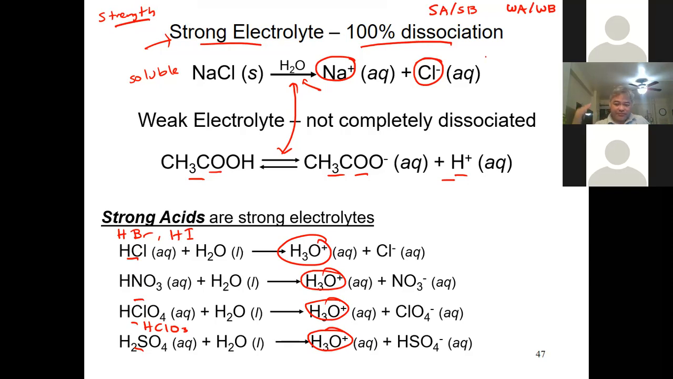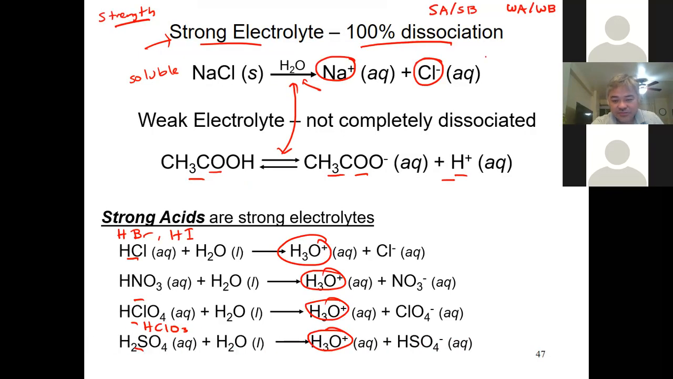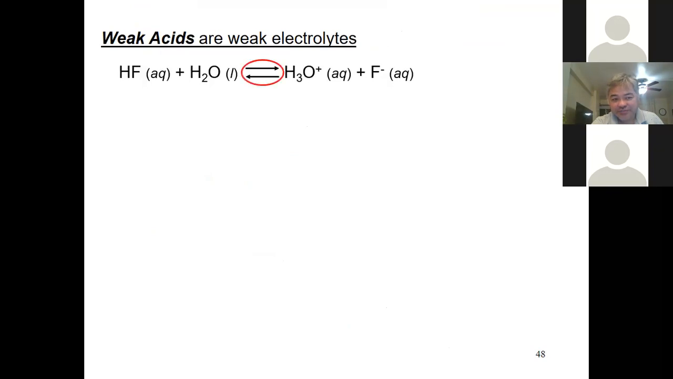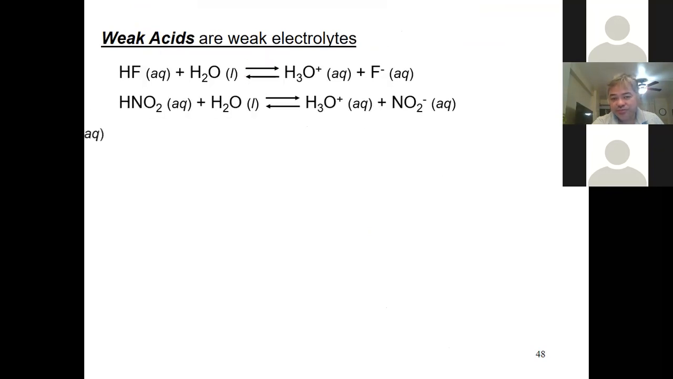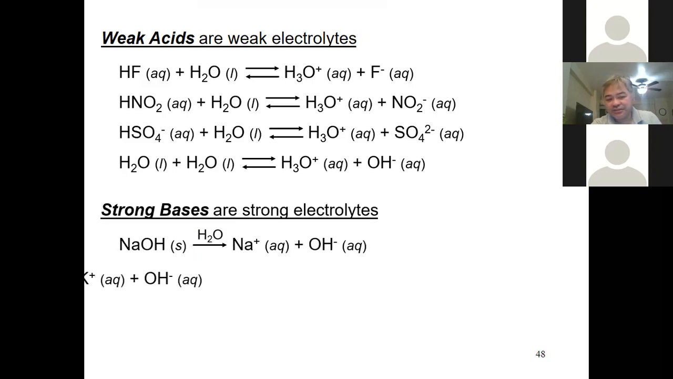So kapag strong acid ka, forward reaction lang, complete dissolution. So wala nang backward. So yung strength ng conjugate base niya dito, mahina. Because it's just all in the forward reaction. Unlike this one, it can go forward and backward to some extent. But as we go on, you will see the difference between the two. So if you're a weak acid, anything that's not listed here, that's weak. HF, okay, HNO2, HSO4 minus, and water.